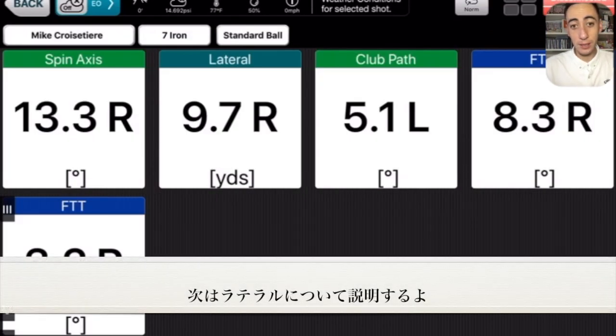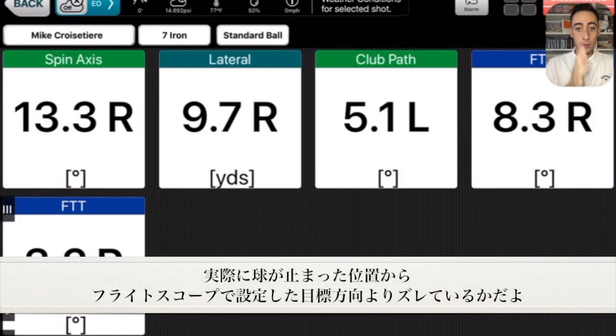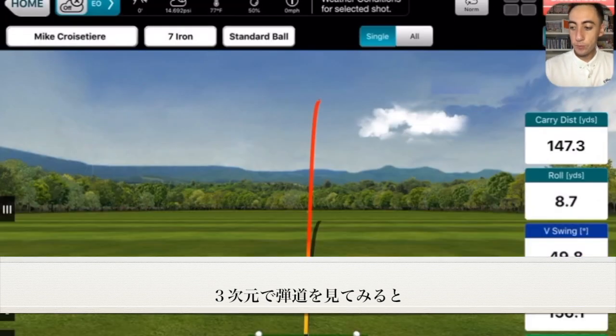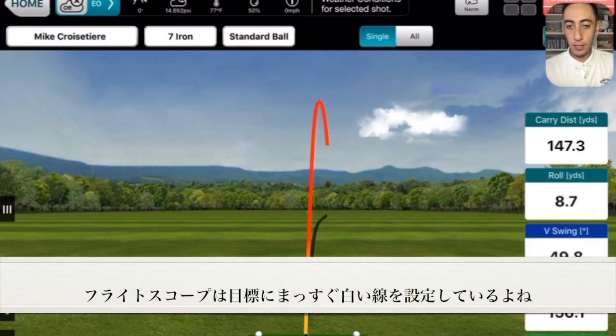All right, let's move on to lateral. Lateral really simply is when the golf ball actually lands, how far away is the golf ball from the target line or the reference line that FlightScope is using. If we go back to the 3D trajectory mode, you're going to see that FlightScope has a straight white line that goes out towards the distance.